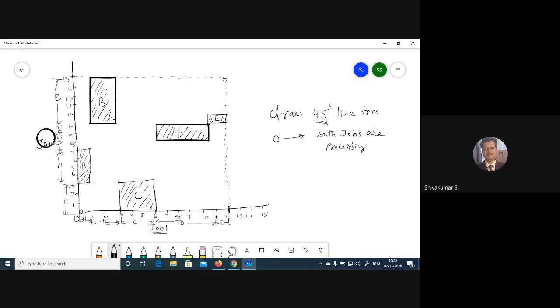Okay, if it is a 45-degree line, done. For example, if the line is going to come like this, it means that here Job 1 becomes idle. Suppose you draw a line like this, then you can say Job 2 is idle. I will show you how exactly.